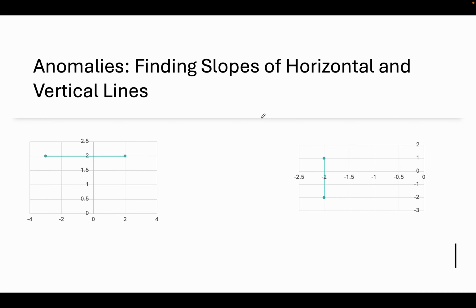Anomalies. Finding slope of horizontal and vertical lines. So there's this special circumstance when I have two lines and they happen to be exactly straight. This point here is 3, 2. And this point here is 2, 2.